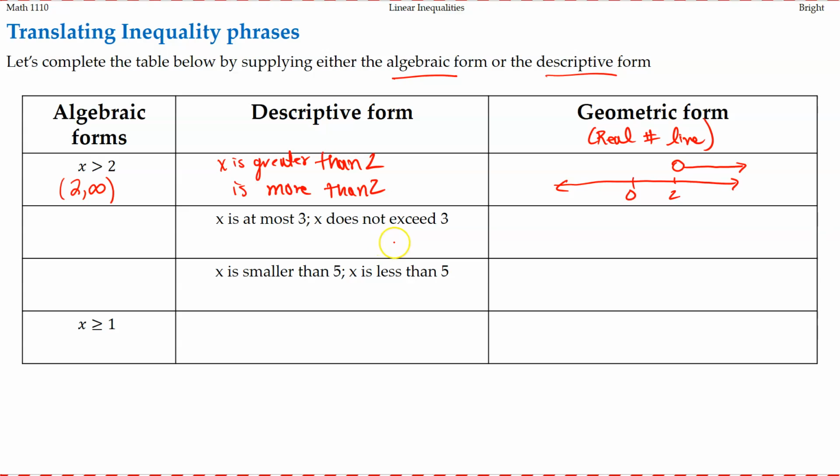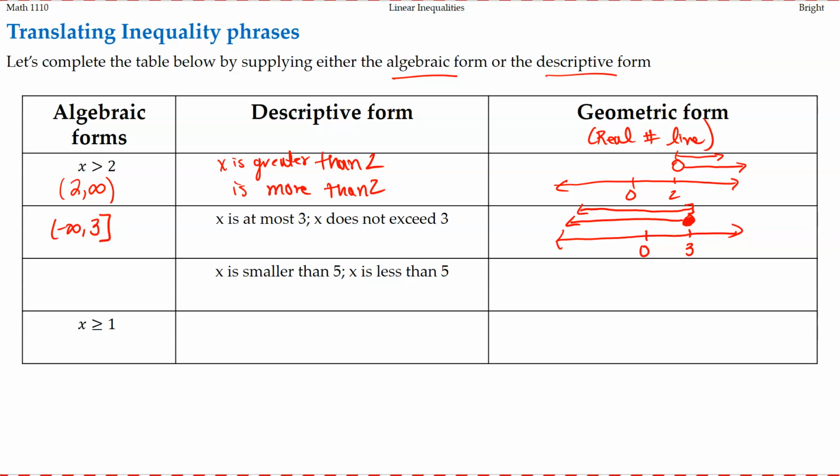So x is at most 3, x does not exceed 3. So again, I go to the diagram right away because I need to see this thing. So there's 0, here's 3. And if it does not exceed 3, that means it has to be to the left of 3 on the real number line. It has to be smaller. The question is, can I have 3? Well, it says it does not exceed, so it can be 3 or less. And also remember, we would use a bracket for this one, and so you can use dots or brackets. I forgot to say that up here. Here it would be a parenthesis. And so this representation would be minus infinity to 3 with a bracket.